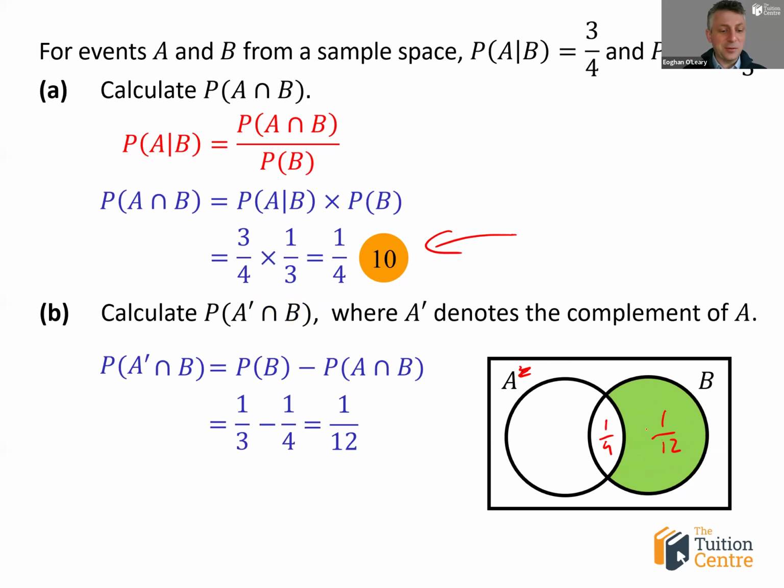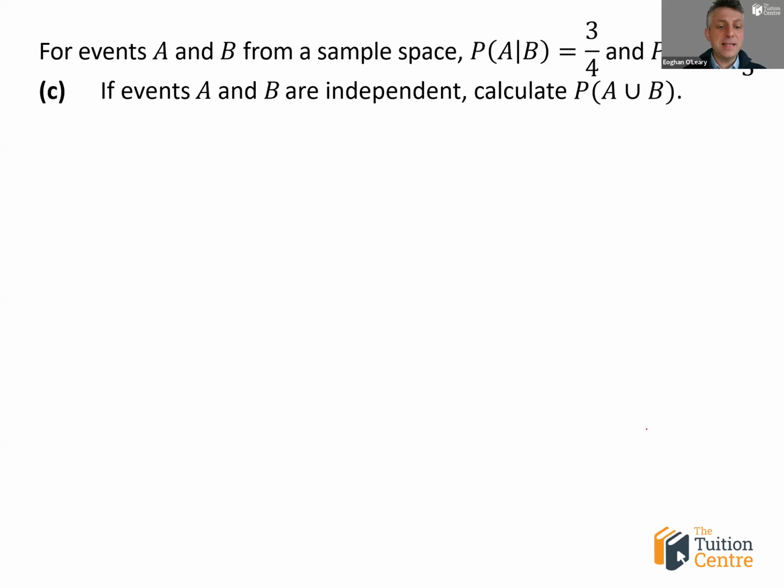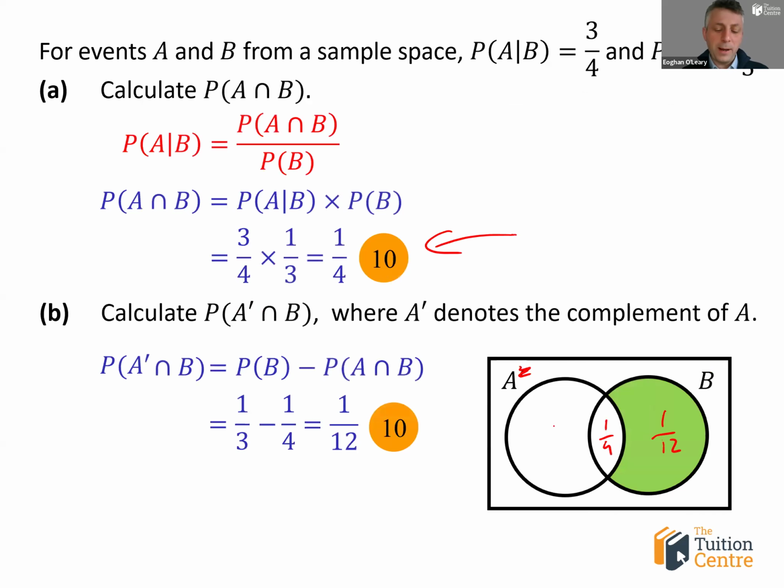So then that allows us to do our last part of the question. And we're up to 20 marks already, but our last part then is: if events A and B are independent, calculate the probability of A union B. Now, we're back here, right? And we're looking at this and we say, okay, we know the probability of B is 1/3. We can see the probability of B only, we'll say B less A, is 1/12. The probability of A and B occurring is 1/4. We're not quite sure what's in here because we're not sure what the probability of A is.